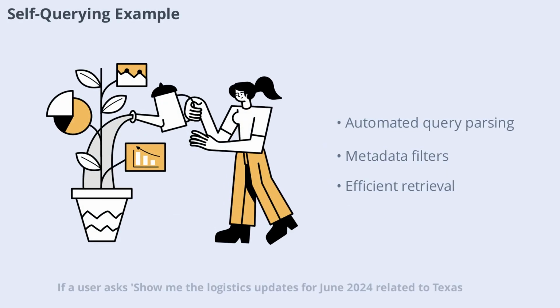If a user asks, "Show me the logistics updates for June 2024 related to Texas," the auto-retrieval agent parses this and generates a structured query with filters for month, year, and state. This prevents manual parsing and ensures that only the most relevant results are returned, streamlining the search process.